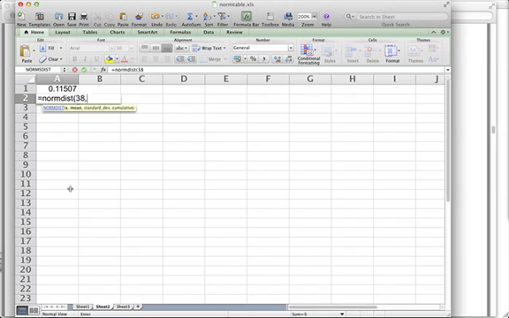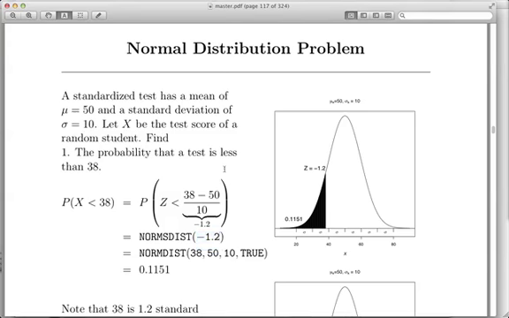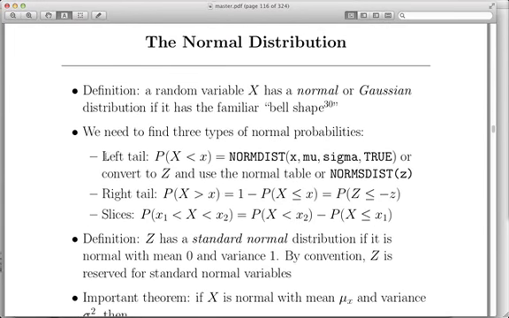Next, we have to tell Excel what is the mean. Well, the mean in this case was 50. Standard deviation was 10. The last argument asks whether or not we want a cumulative distribution. So this is just the cumulative, like those cumulative percents. So we say true, yes, I want a cumulative distribution, and we get the exact same answer. If I round this, you get 0.1151. All right, so that's how we find the probability of a left tail. So whenever you're asked what is the chance that x is less than something, either use normdist, convert to a z, use a norm table, or use normsdist.